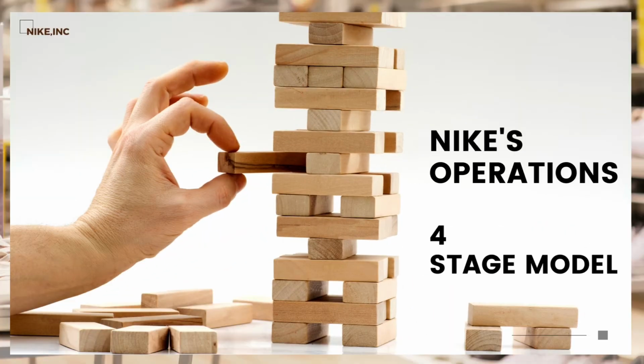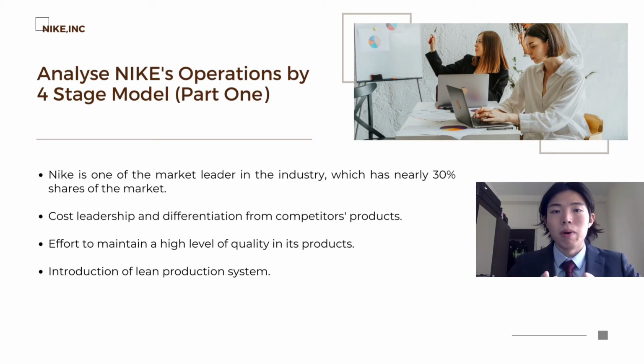Stage model of Nike's operation. By analyzing Nike's operation, we can find a lot of things. Firstly, Nike is one of the market leaders in the industry, which has nearly 30% of market share. Secondly, Nike has a significant presence by taking cost leadership and differentiating its product from those of others.